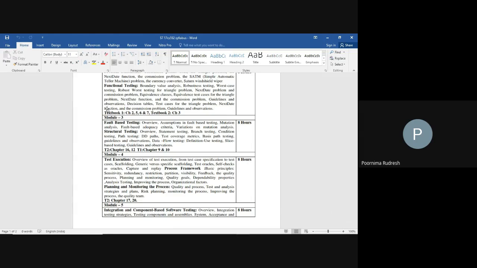And today I'm going to discuss testing components and assemblies. If I complete that, the chapter will be completed. And afterwards, I'll start with the system, acceptance and regression testing chapter. That is chapter number 22 of textbook 2. Okay.